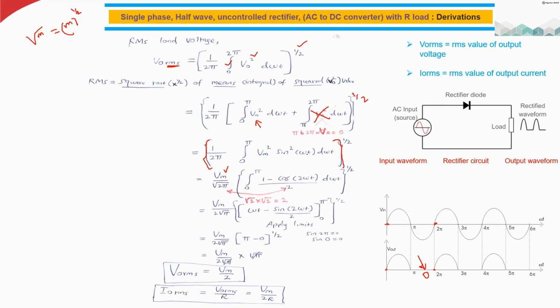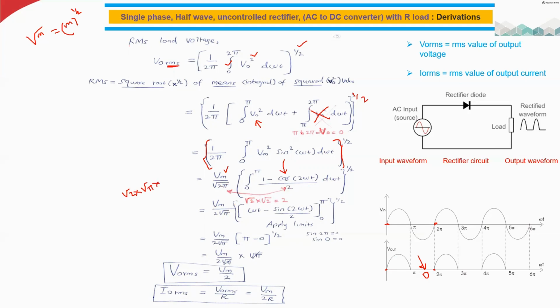And sine square omega t, I can also write like this: 1 minus cos 2 omega t divided by 2. That is the standard formula. So 1 minus cos 2 omega t divided by 2 d omega t. I just rewrite it like this. So I take this 2 outside, and that is going to be a square root, right? This square root of 2 pi, I can write as square root of 2 times square root of pi.